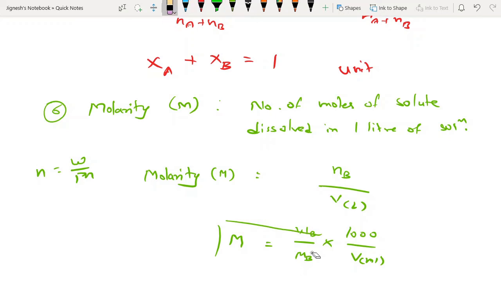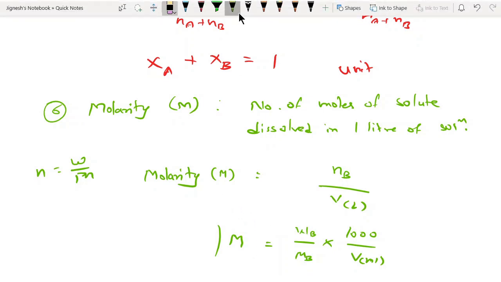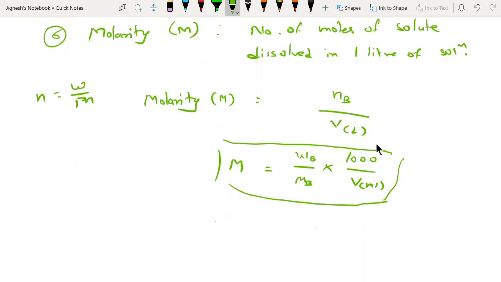So capital M is equal to WB upon MB into 1000 into V. V is always in ml, and the unit of this is mole per liter, or we simply write it as molar. Okay, it is always in ml. You have to take that in ml. Some numericals we will discuss, and then we will understand what it wants to say.